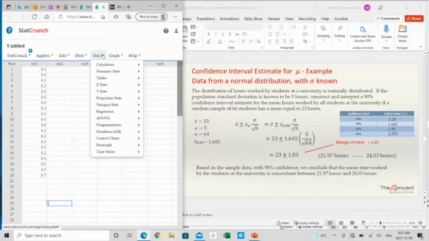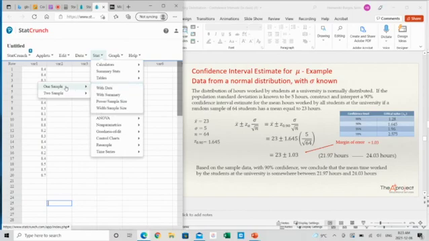I go to Stat. Here are the Z stats and the T stats. Z stats is actually the normal distribution. T stats is the T distribution. When you put the cursor of your mouse over Z stats, two options appear: one sample, two samples. Choose one sample.